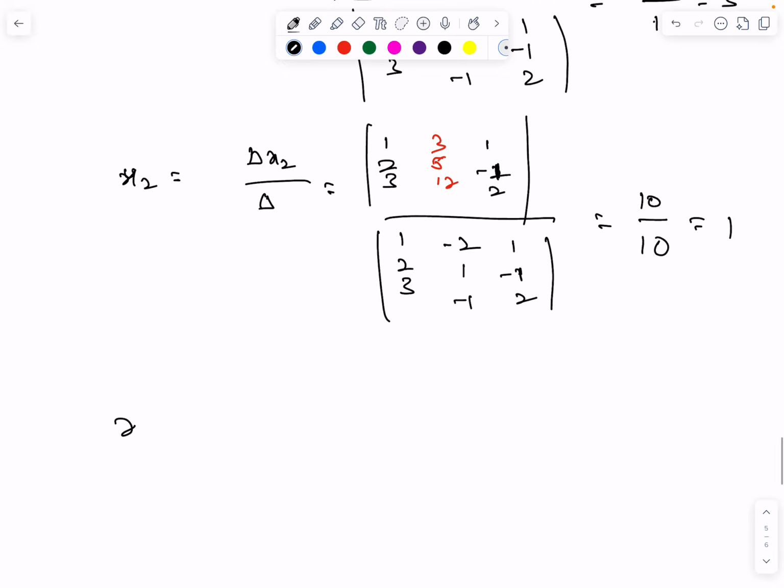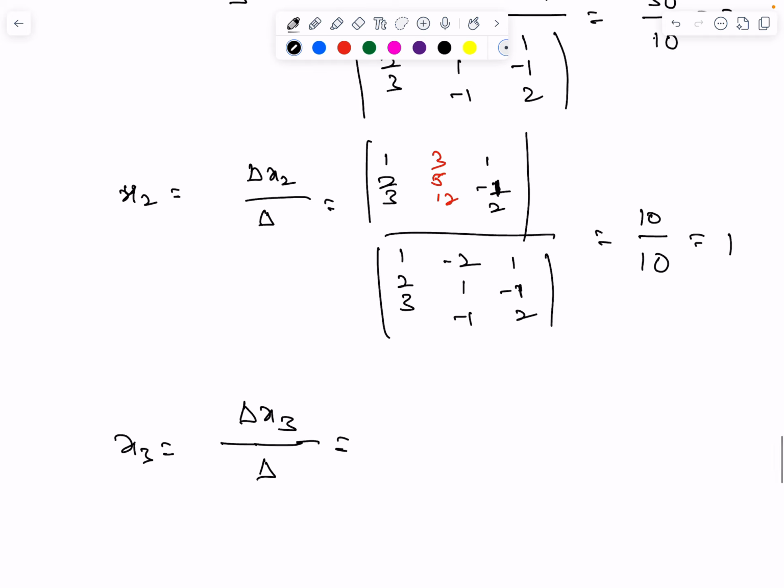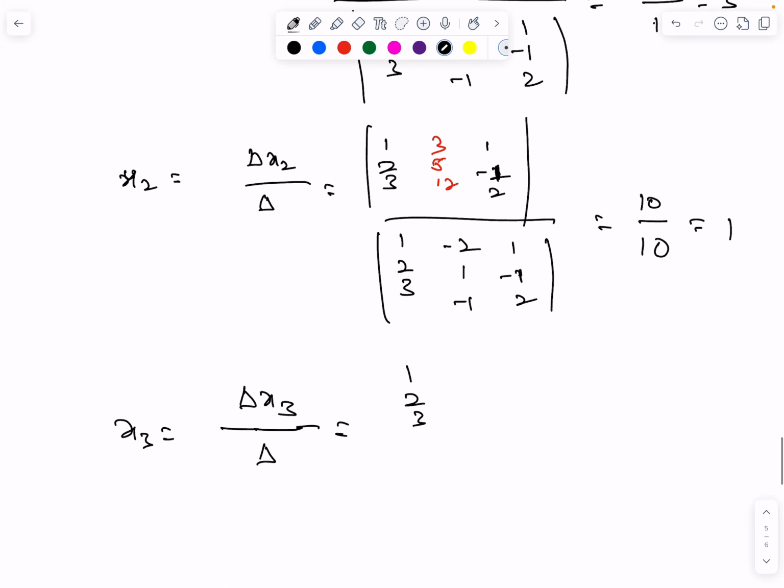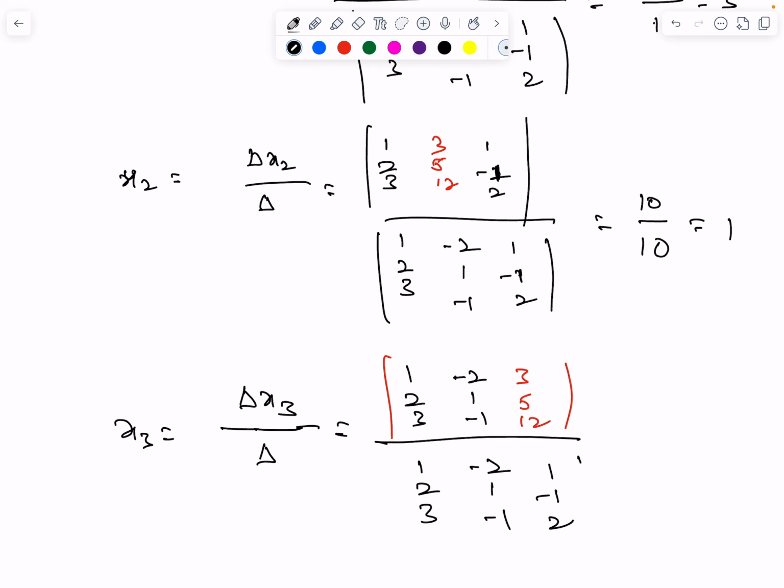Now you have to find x3, that is del x3 divided by delta, where the third column of A is replaced by the entries of B. Those are 3, 5, 12, divided by the determinant of A in the denominator, which is unchanged. So we have to calculate the determinant of the numerator. The determinant of the numerator is 20. The determinant of the denominator you have already calculated is 10.